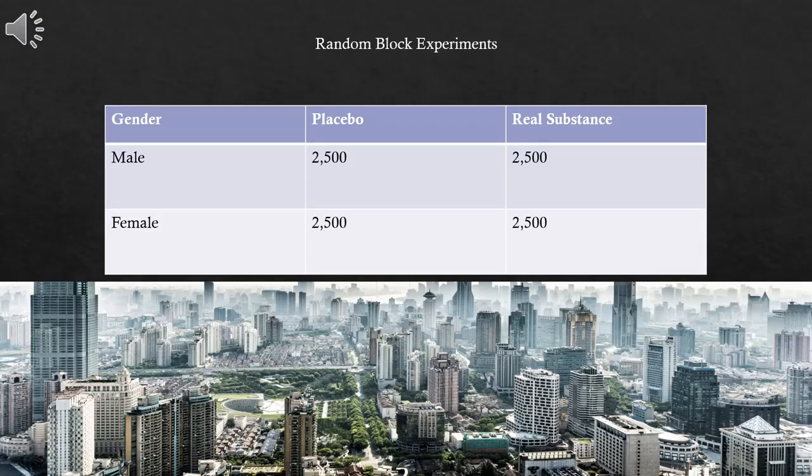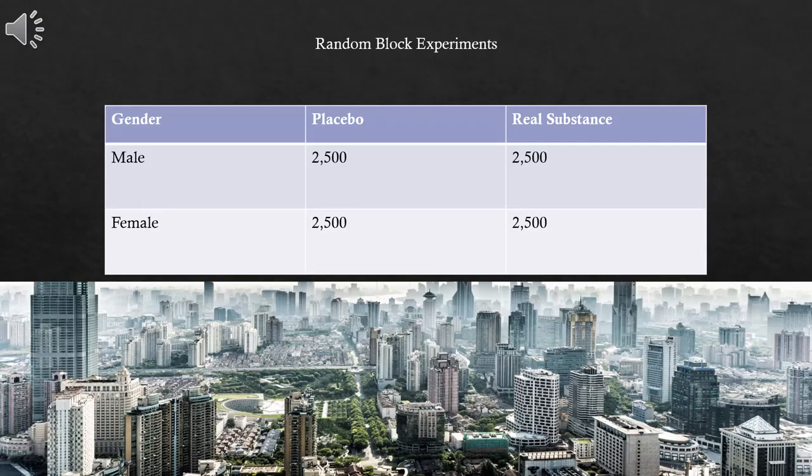Today we are going to be talking about randomized block experiments. According to StatTrek, within a randomized block design, the experimenter divides subjects into subgroups called blocks, such that the variability within the blocks is less than the variability between the blocks. Then, subjects within each block are randomly assigned to treatment conditions.